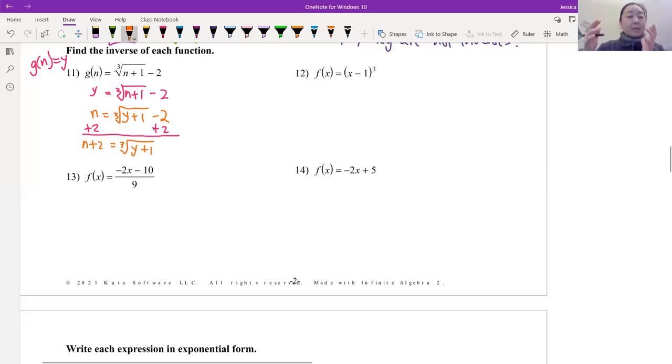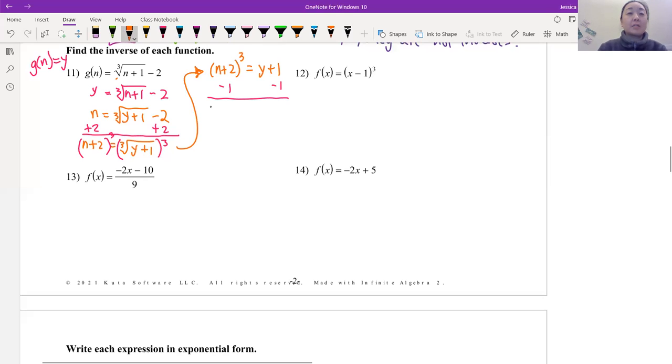Now remember, the cube root is by itself, so we can cube both sides. Remember to put in the parentheses and cube it. So this is going to be n plus 2 cubed is equal to, now the cube root and the cube cancel out, right? They're inverses of each other. So all we have left is y plus 1. Then what do we have left? The plus 1. We've got to get rid of that. So subtract 1 on both sides.